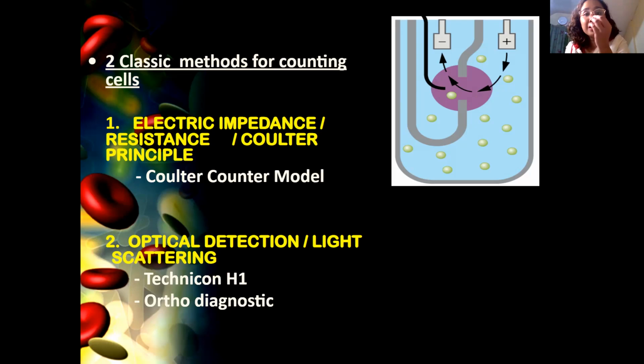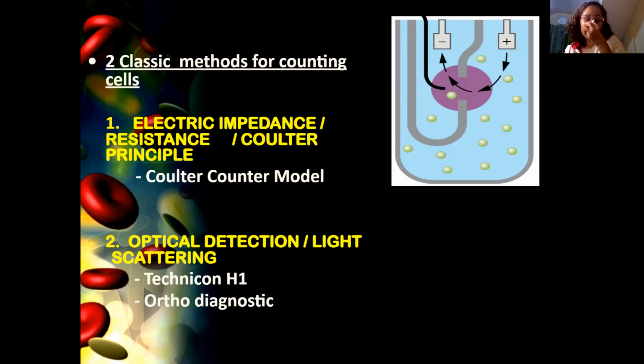If the pulse size, kunyari, platelet lang dumaan, maliit lang yung pulse size. Pero pag kunyari, monocyte dumaan, mas malaki yung pulse size. So, yan, electrical impedance. So, your cells could not conduct electricity. So, it impedes or resists electricity. So, every time it resists electricity, it is counted by your machine.